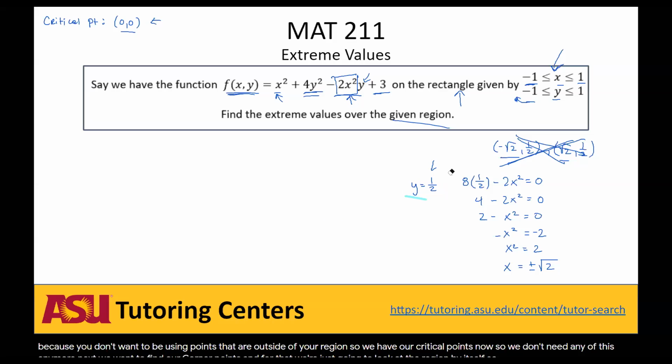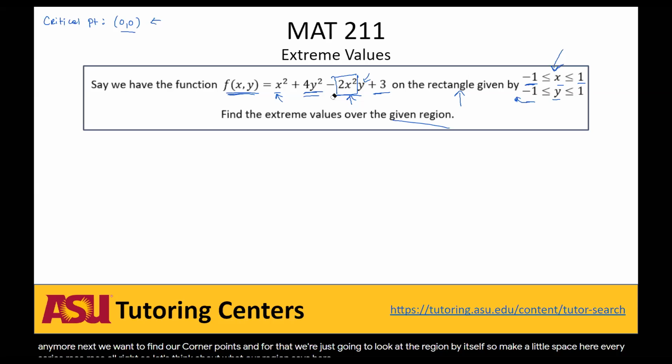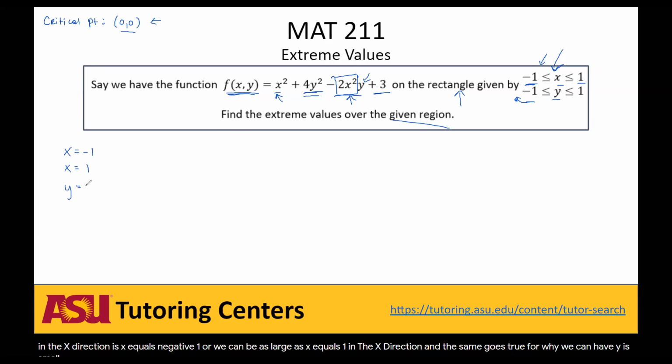So let me make a little space here. Erase, erase, erase, erase. All right, so let's think about what our region says here. We can be as small as -1, so our lower boundary in the x direction is x equals -1. Or we can be as large as x equals 1 in the x direction. And the same goes true for y. We can have y as small as -1 and y as large as 1.